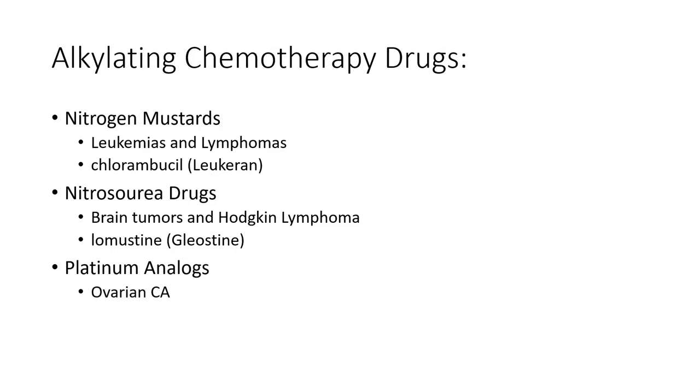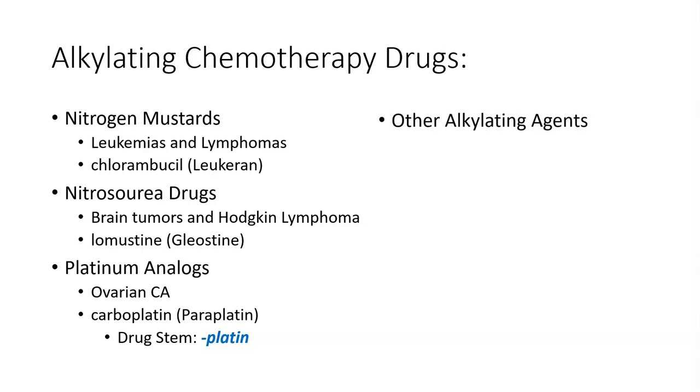And then we have platinum analogs, and these are used primarily to treat ovarian cancer, and it includes drugs like cisplatin and carboplatin. Carboplatin has a brand name of Paraplatin. We want to be careful because we do have a lot of look-alike sound-alikes, like I said. Cisplatin, carboplatin, Paraplatin. Now your platinum analogs, yes, they are related to the heavy metal platinum. They have the drug stem of platin. And then there are other alkylating agents, which include the drug busulfan, which is known as Myleran or Busulfex.